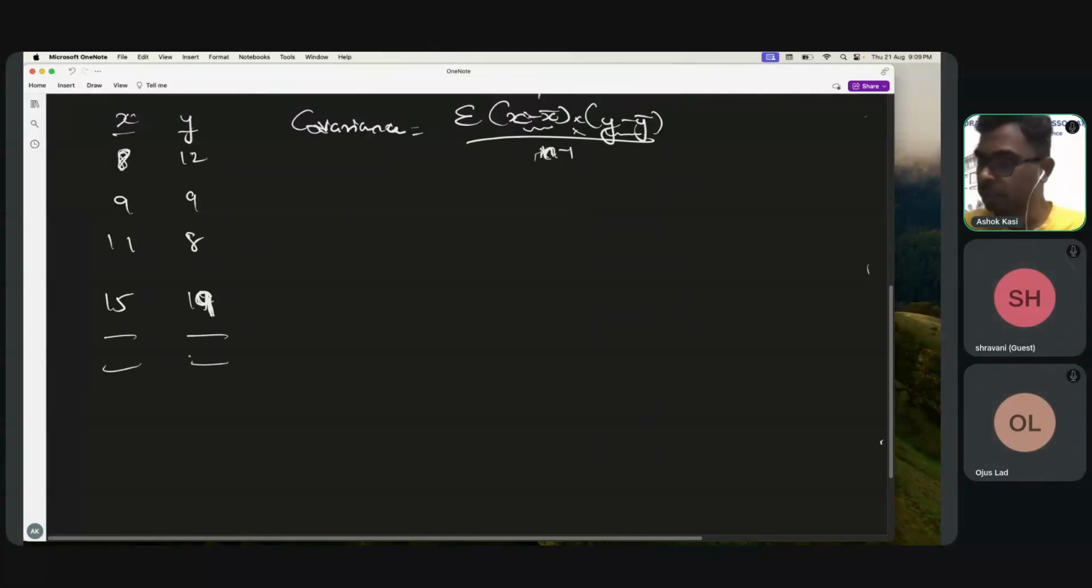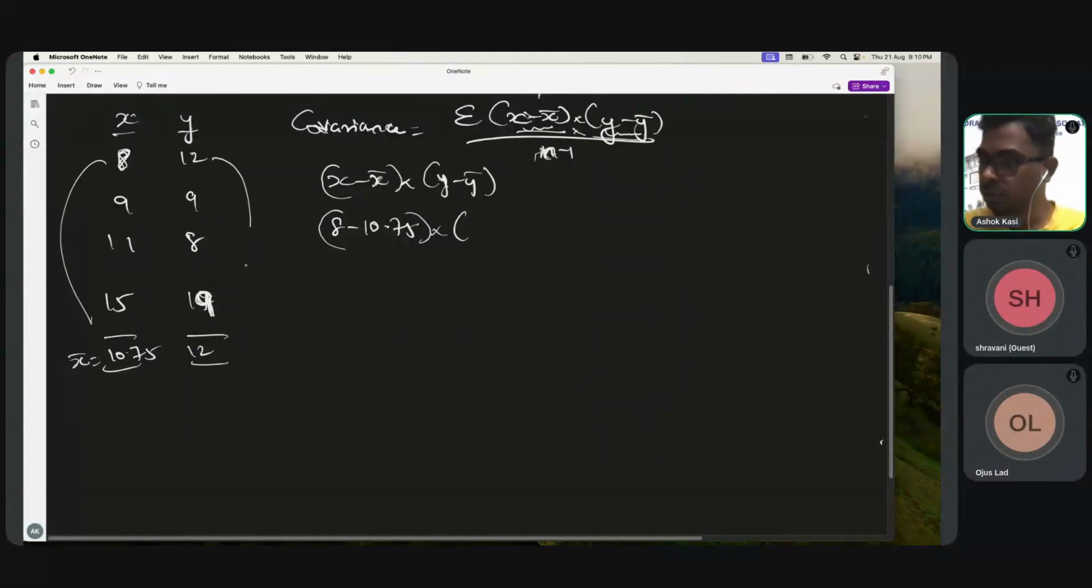Now x minus x bar. So you calculate x bar and calculate y bar. X bar is 10.75, and y bar is 12. Now x minus x bar into y minus y bar. If I sum x minus x bar, I know it will come to 0, right? So what will I do? I'll do both together. So x minus x bar is 8 minus 10.75 into 12 minus 12. So it will all come to 0.